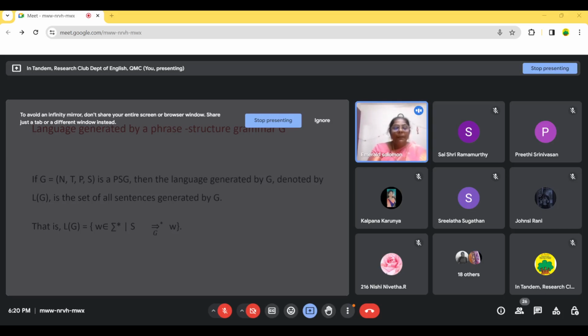So what I do, I start from this. Okay. So here, I start from the S and I derive all words W using the rules of P. Next slide.